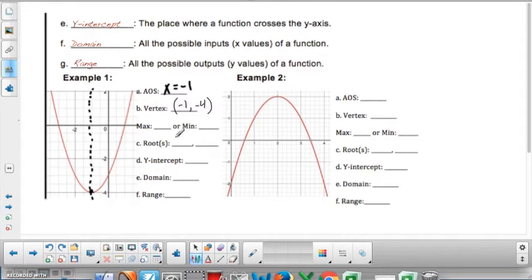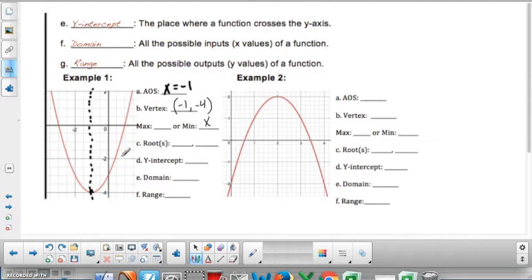When we say max or min, basically we just want to know, does this parabola have a maximum or does it have a minimum? Because it's opening upwards like that, the vertex serves as a lowest point, so its extrema is a minimum, not a maximum.